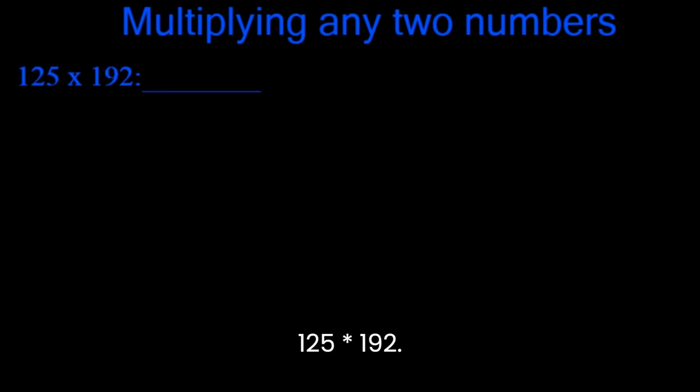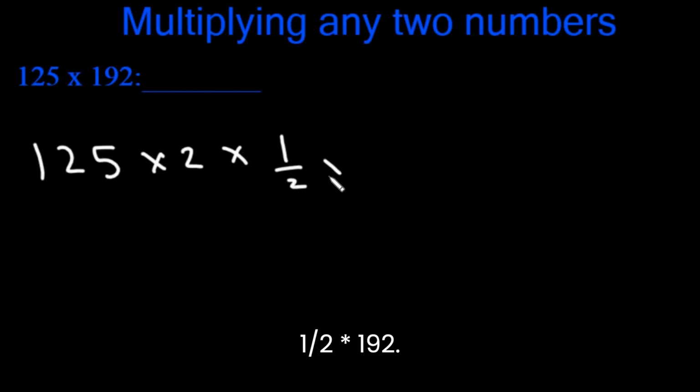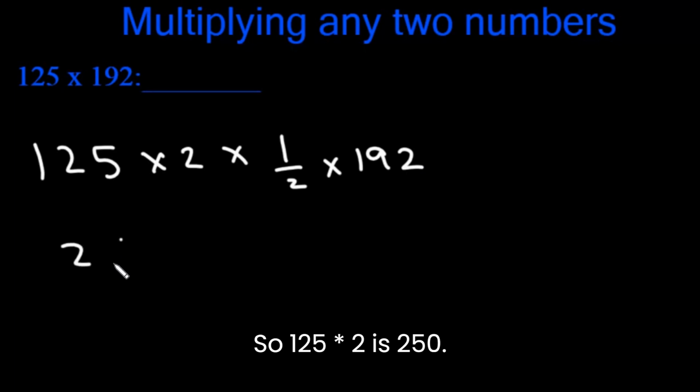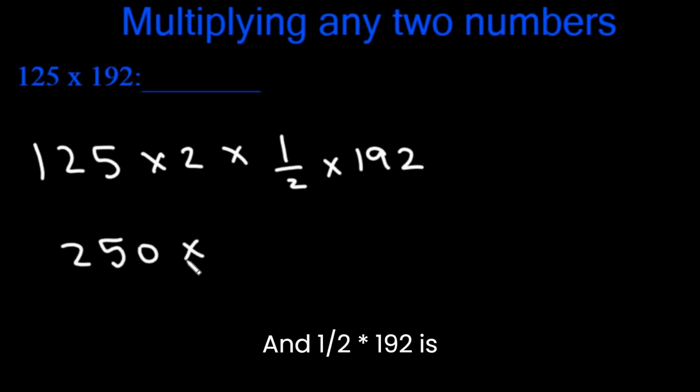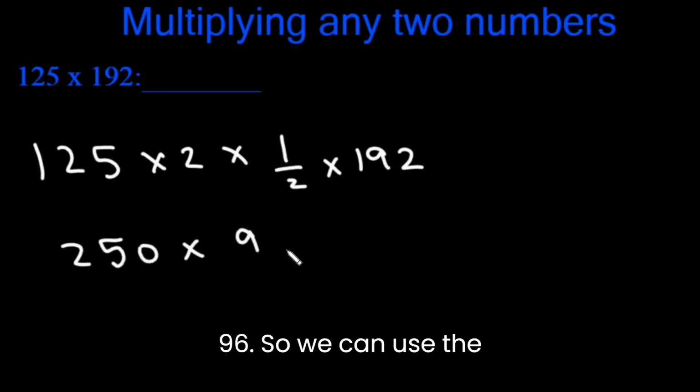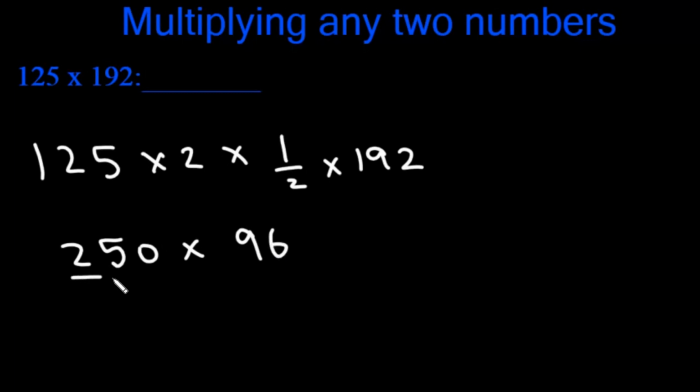125 times 192. So again, we do 125 times 2 times 1/2 times 192. So 125 times 2 is 250. Times 1/2 times 192 is 96. So we can use the 25 trick on 96. So 96 divided by 4 is 24.